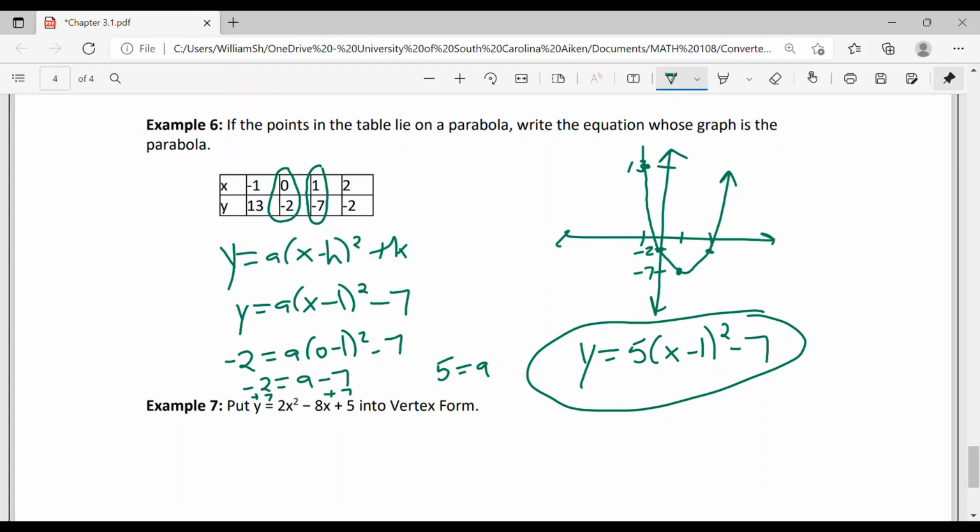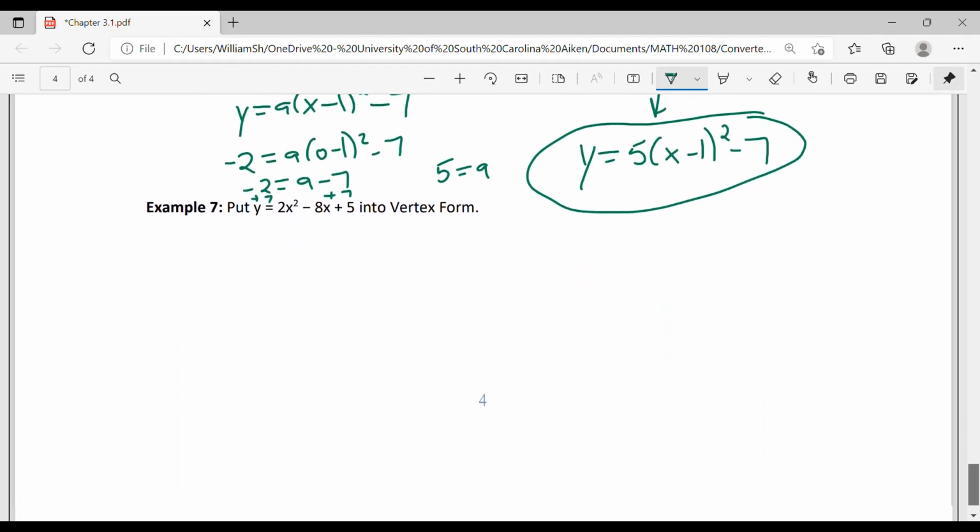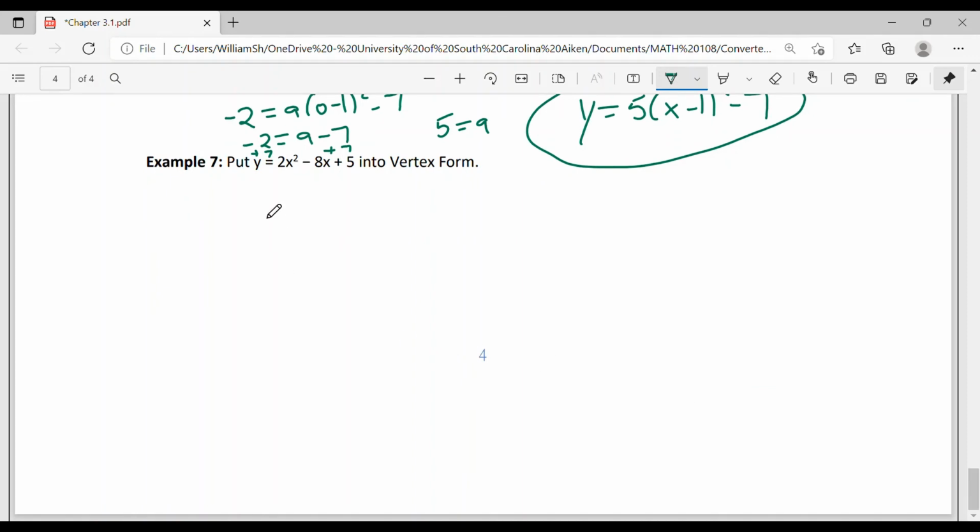Now let's look at your last question here, number 7. It asks us to put y equals 2x squared minus 8x plus 5 into vertex form. Okay, let's work on this. Now, the a's stay the same. So our vertex form is y equals a times x minus h squared plus k. The a's stay the same, so I'm right here at y equals 2 times x minus h squared plus k.